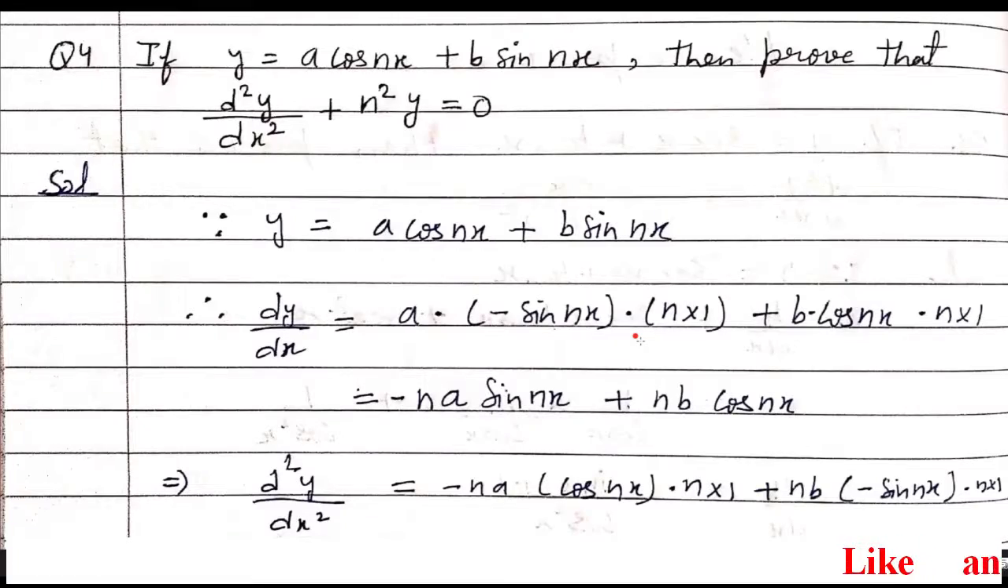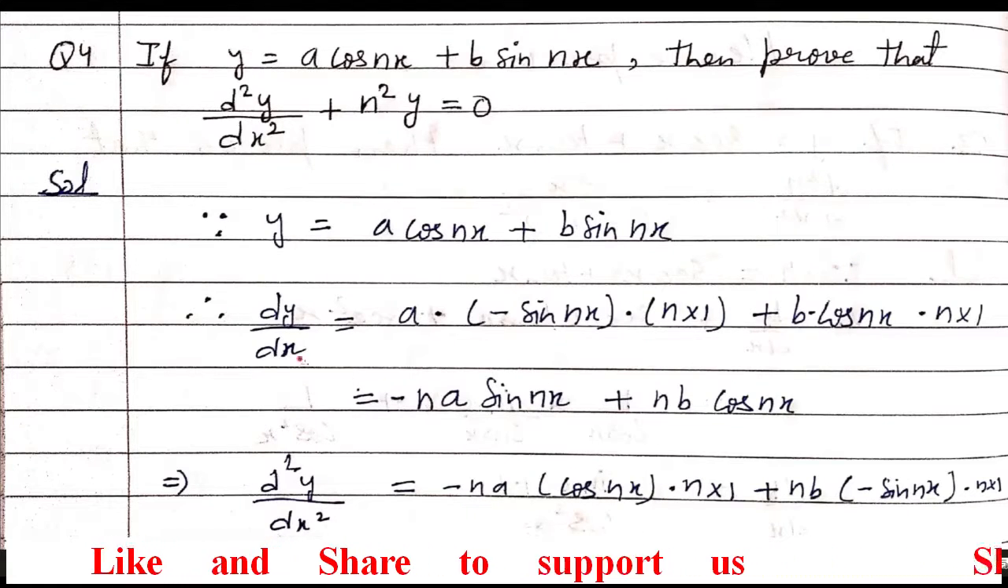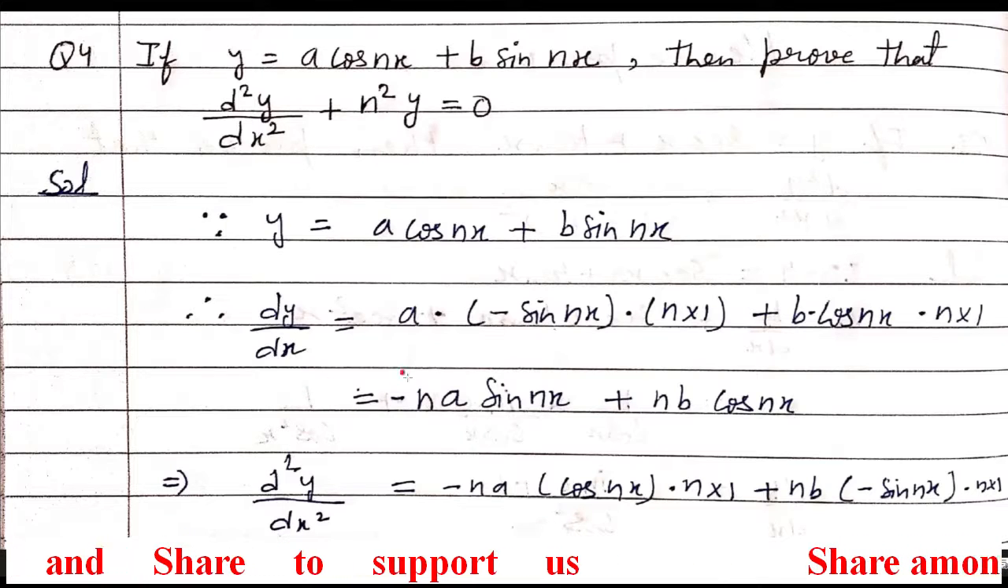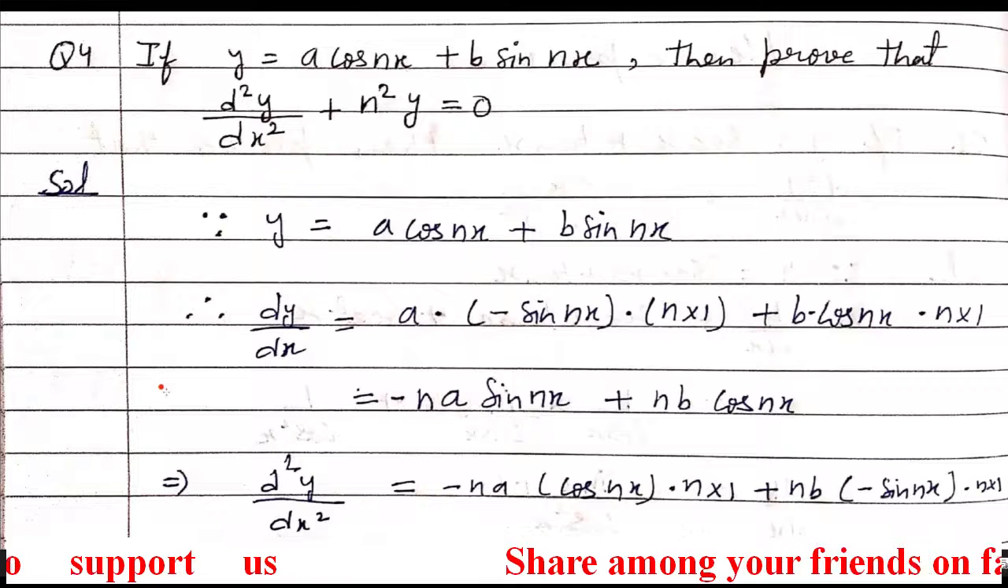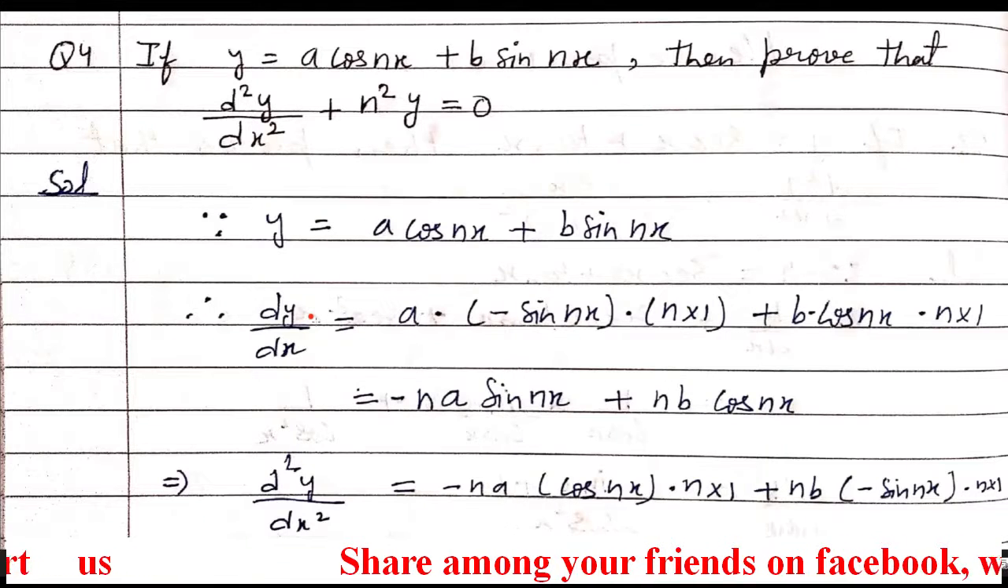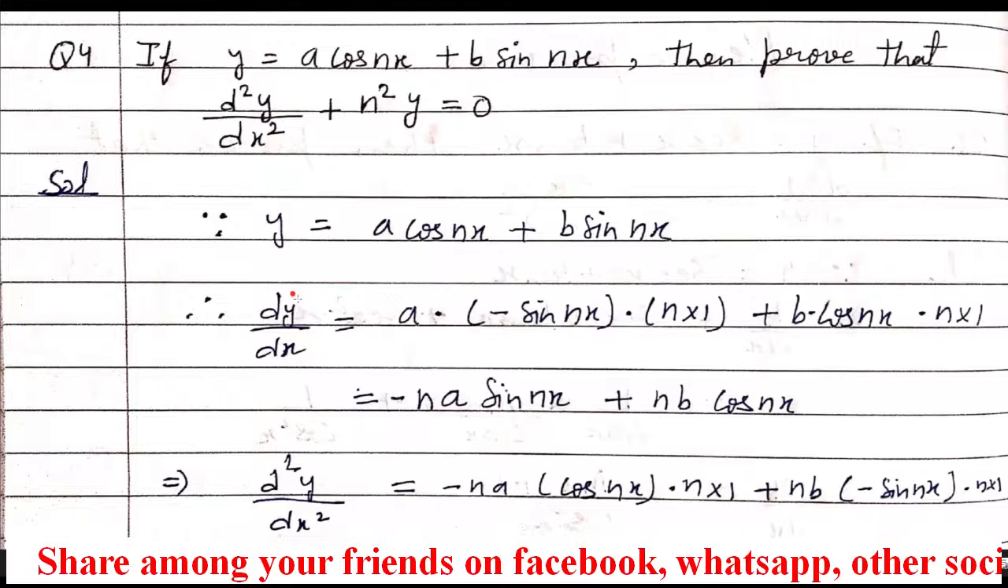Hello everyone, I am going to explain question number 4 and question number 5 from exercise 7.5 of class 12. You can see question number 4: if y is equal to a cos nx plus b sin nx, then prove that d square y over dx square plus n square y equals 0.